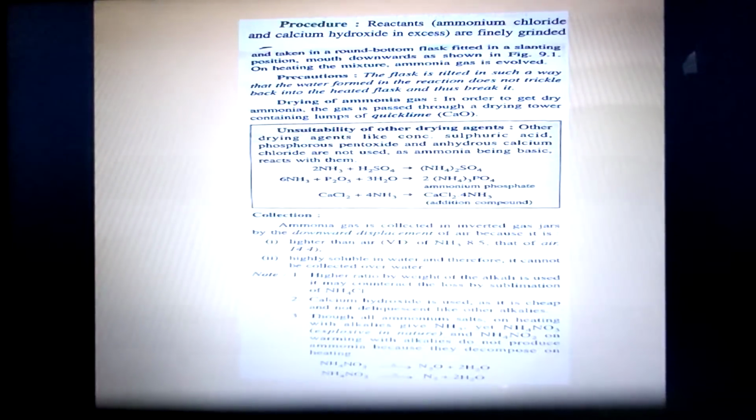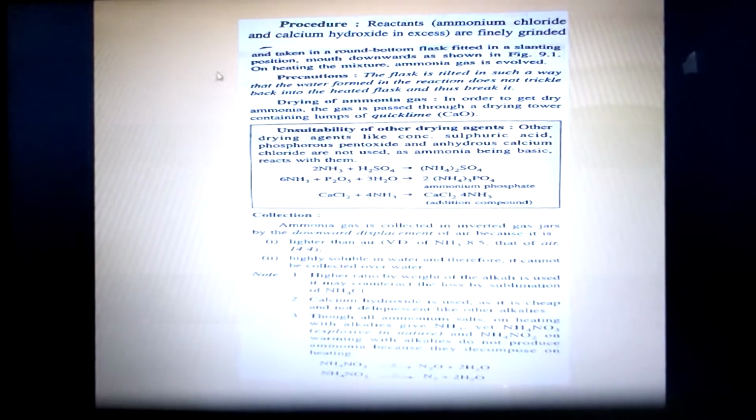The flask is tilted in a way so that the water formed in the reaction does not trickle back into the heated flask, and thus break it. So this is the answer for the give reason.